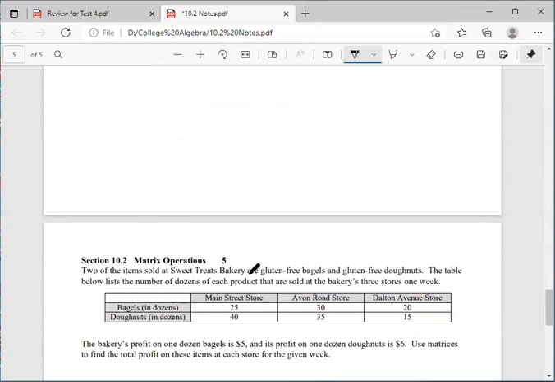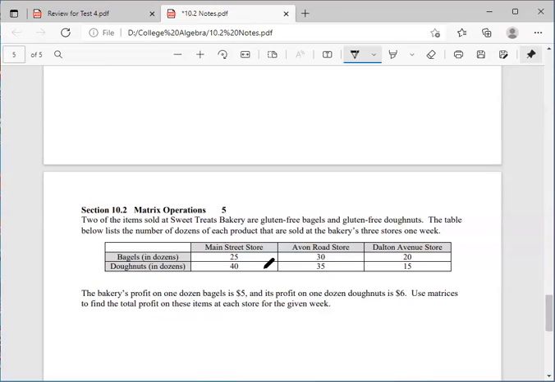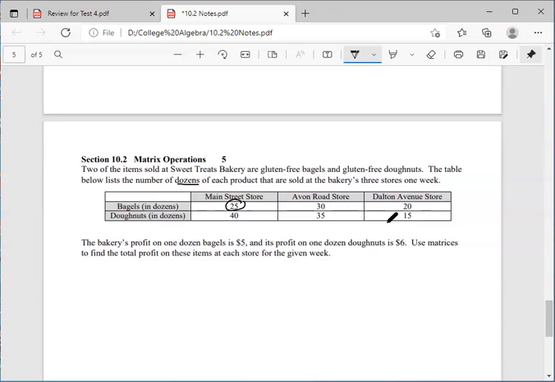This says that 2 of the items sold at Sweet Treats Bakery are gluten-free bagels and gluten-free donuts. The table below lists the number of dozens. This is important. So this right here is 25 dozen of each product that are sold at the bakery's 3 stores in 1 week. So it says the bakery's profit on 1 dozen bagels is $5 and 1 dozen donuts is $6. So I'm not going to go to the calculator and put all of this in.